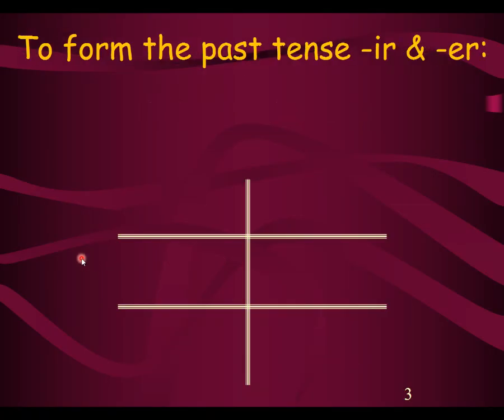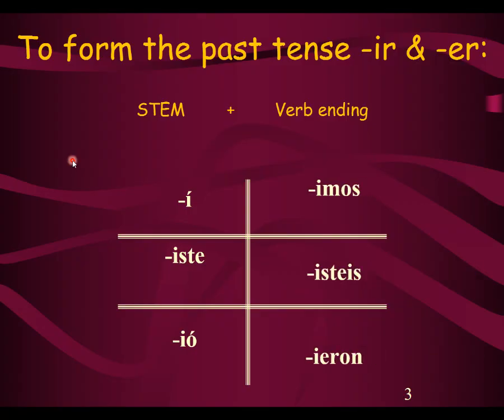All right, for your ER and IR verbs, again, you're going to have the stem and the verb ending. So here's where you'll drop the ER or the IR, and you'll give it its new ending. In the first column here, nosotros, it's í, iste, ió, imos, isteis, ieron. All right, so pause the video and write this down.